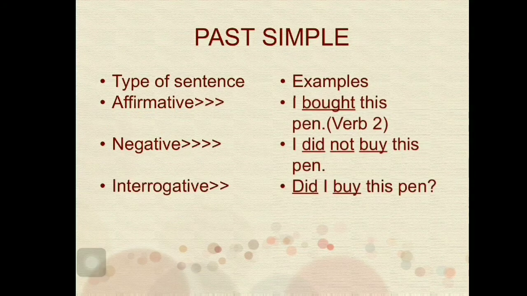Check the examples. Affirmative sentence example is I bought this pen. Here second form is used. Negative, I did not buy this pen. So by is first form, rule is completed. Interrogative sentence, did I buy this pen? You can check the sequence: did, then subject, then first form, rest of the sentence, and at the end question mark.